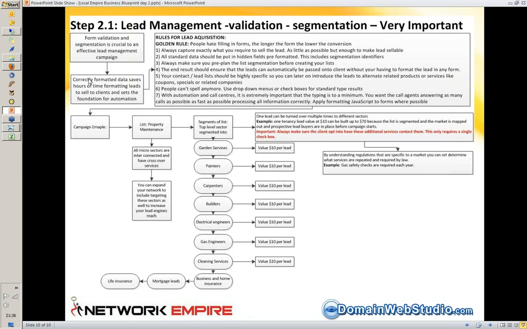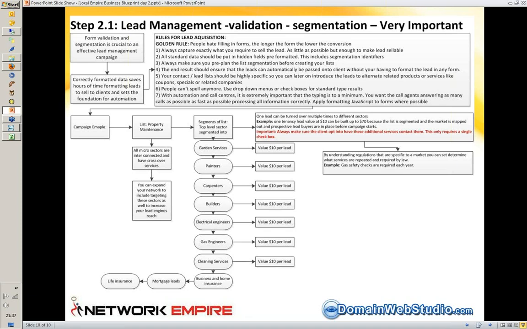With automation and call centers, it's extremely important that the typing is kept to a minimum. You want the call agents to answer as many calls as possible, but you want to get them off the phones as fast as possible. At the same time, you want them to process the information correctly. Because the longer they sit on the phone chatting away, depending on your setup, you might get charged per minute for whatever calls they do, because that's how they track things.